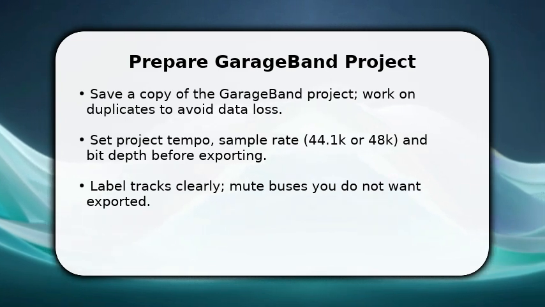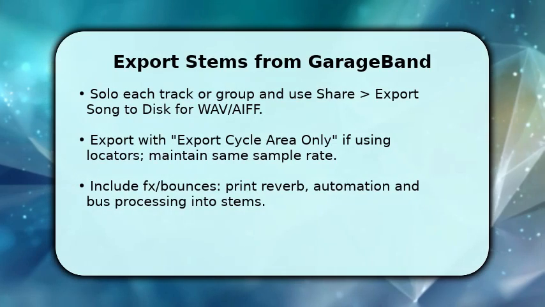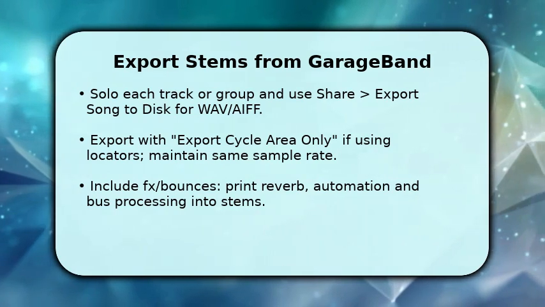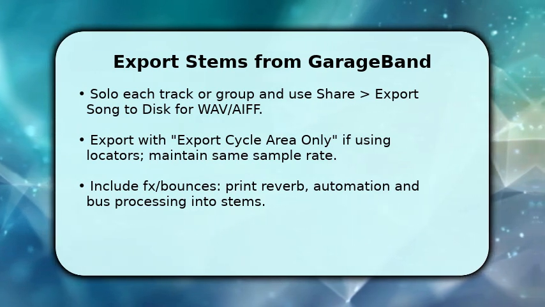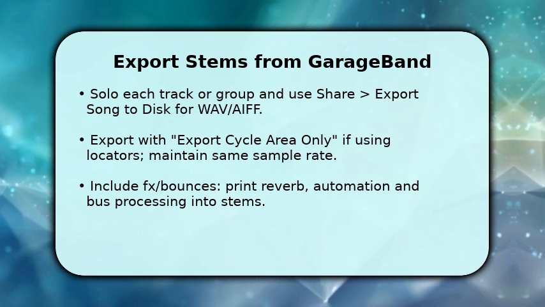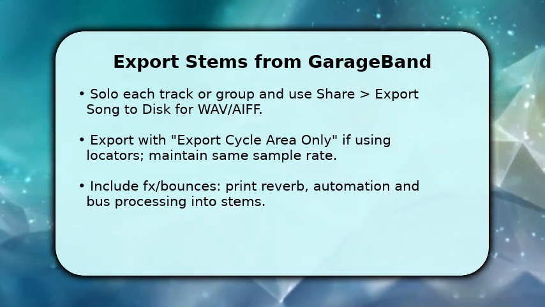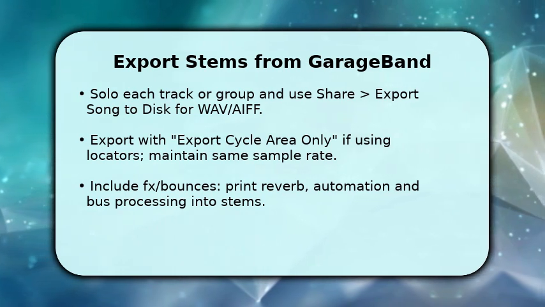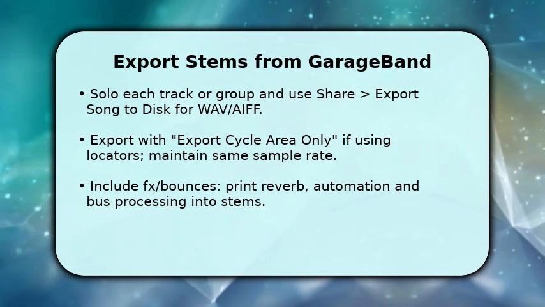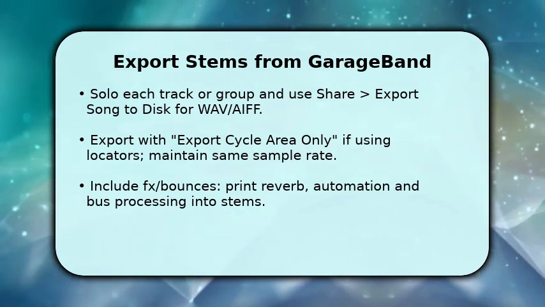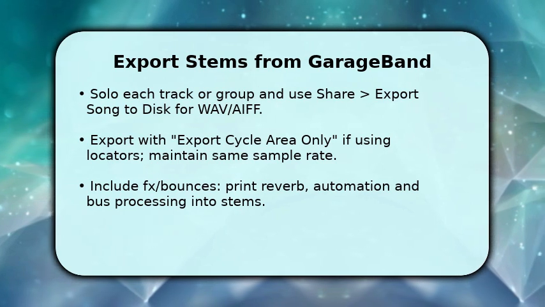Now export stems. Solo each track or group and use Share, right arrow, Export Song to Disk, choosing WAV or AIF to preserve quality. Make sure you export either the entire project or the cycle area so stems line up by measure. Use the same sample rate and bit depth you set earlier. Print any effects or automation you want baked into the stems. Buses, reverb, and process sounds must be rendered now because you'll be importing audio, not plug-in data. Repeat until every element has a stem.